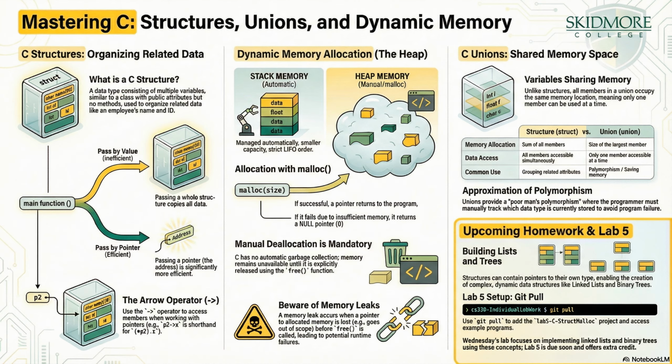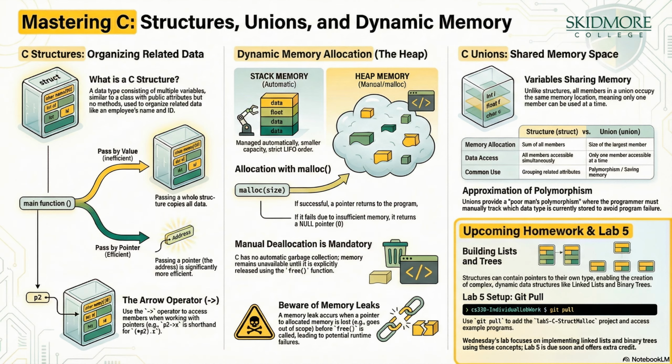Okay, let's unpack this, starting with C structures. Up until this point in the course, we've mostly looked at isolated variables. You declare an integer, maybe a character array. Very basic stuff. But a structure, or a struct, allows you to create a custom data type by bundling related variables together. The classic analogy is an employee contact card. You wouldn't want an employee's name, their ID number, and their office location floating around as completely disconnected variables in your program. No, that would be a nightmare to keep track of. Exactly. A struct lets you package them into a single logical unit.